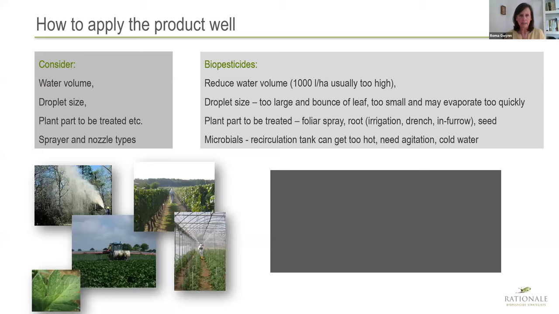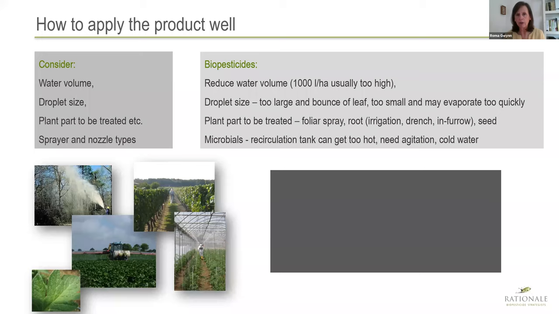So then think about your droplet size. We know already that if they're too large, they bounce off the leaves, and if they're too small, they may evaporate quickly. So why is this important for biopesticides? If they're too large, you could have an accumulation of your microorganisms, for example, in those particles, and they disappear onto the soil. They never reach the target that you want them to.